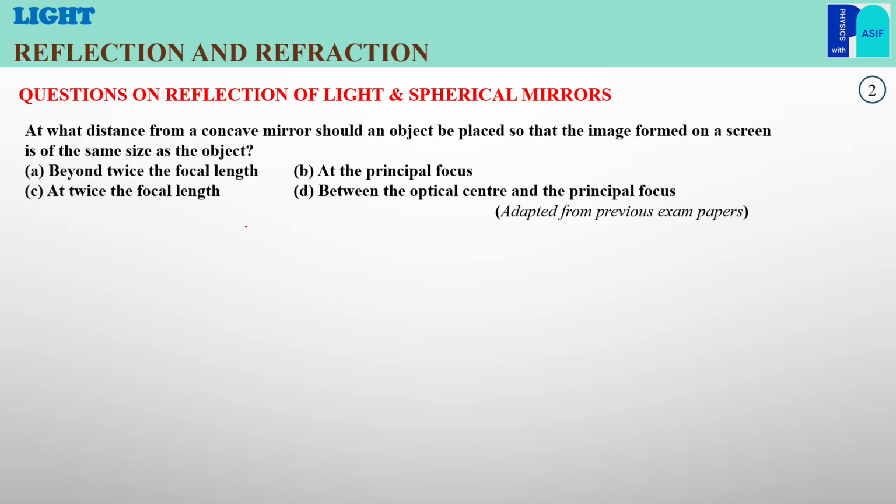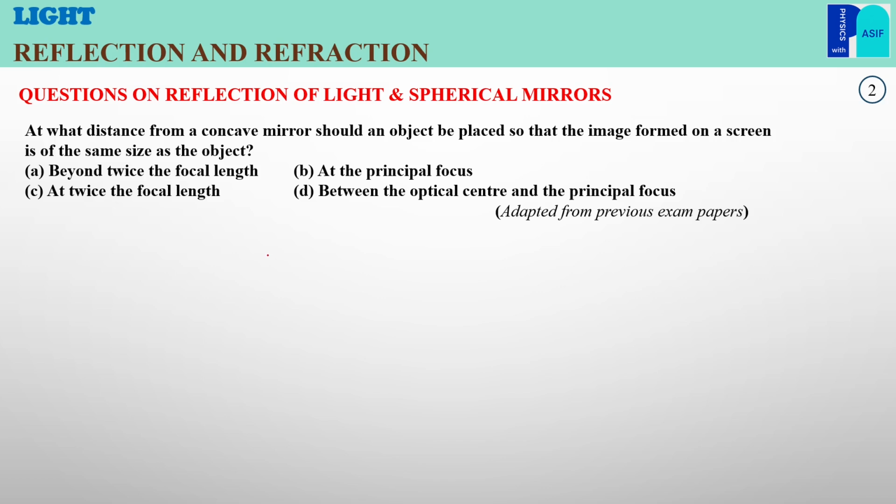Next question: at what distance from a concave mirror should an object be placed so that the image formed on a screen is of the same size as the object? The given options are A, beyond twice the focal length, B, at the principal focus, C, at twice the focal length, D, between the optical center and the principal focus.